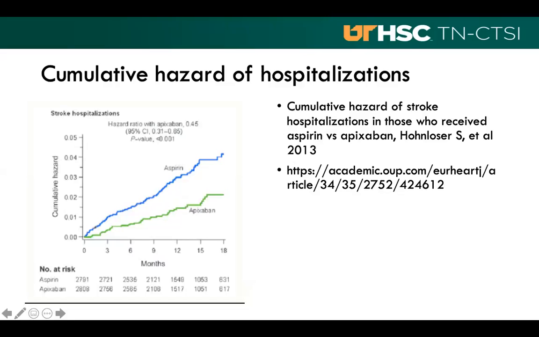Here is another, from a study published by Hohenloser and colleagues in 2013 in the European Heart Journal, a very prestigious journal. In this case, they are comparing the cumulative hazard between aspirin and apixaban for stroke hospitalizations in those who received the two drugs. As you see, the aspirin has higher cumulative hazard. That means there is increased risk of stroke-related hospitalizations as compared to the apixaban.